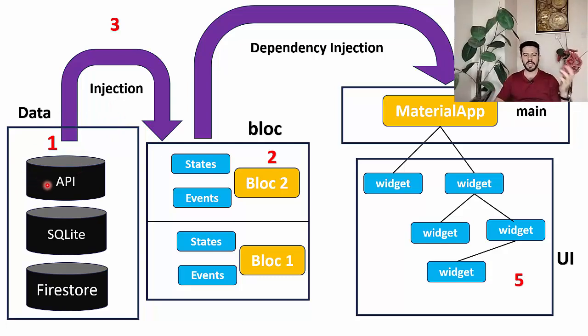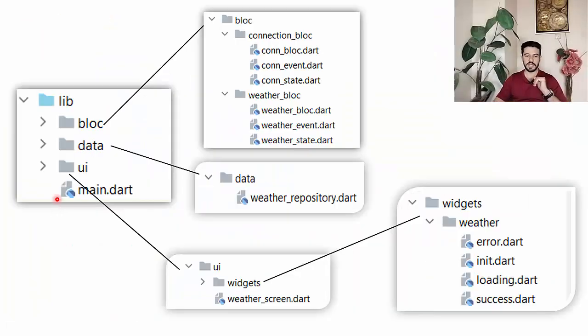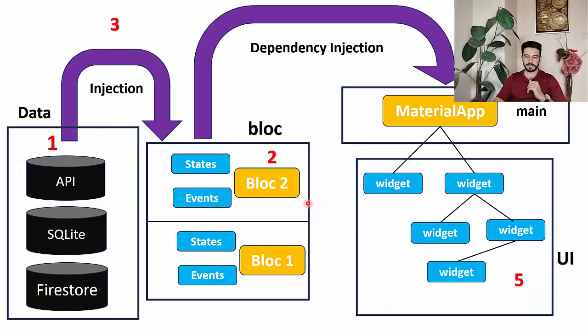So the data may be from an API, from SQLite, from Firestore, anywhere. It's not a problem. So just try to get data, like update data, delete data, everything. You can find it here in the data folder. So here, as you can see, in the data, I have a folder data. Inside it, we have weather repository. For example, I want to get the temperature, the information about the weather from the API. So just create a weather repository, since I have only one data source, which is the weather here.